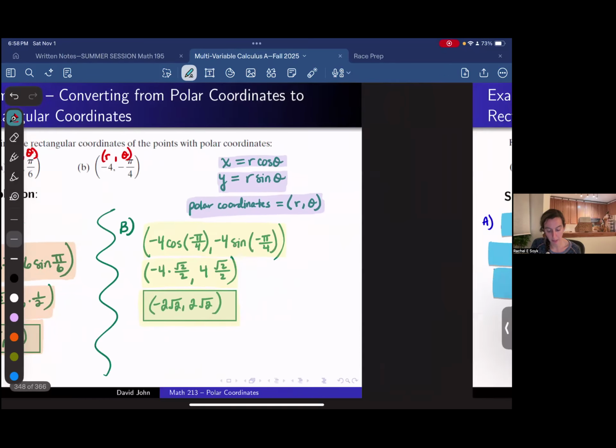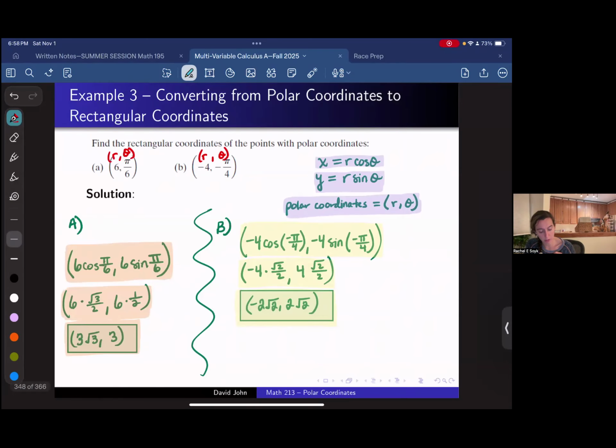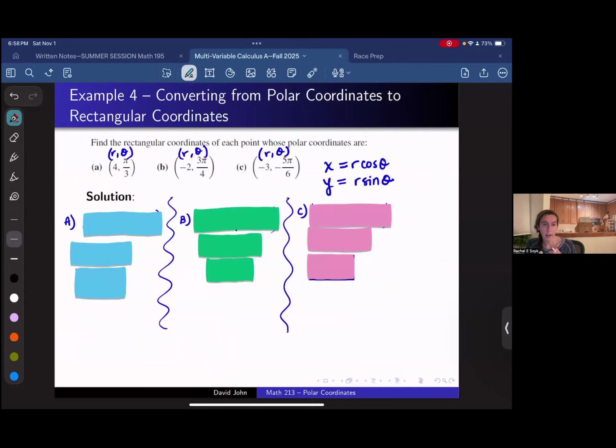Right, let's keep going. Example 4, we have now converting, it's the same thing, just different numbers. We have polar coordinate form, and we're once again asked to find the rectangular coordinates. So part A, we're looking at 4 cosine of pi over 3, comma, 4 sine of pi over 3.